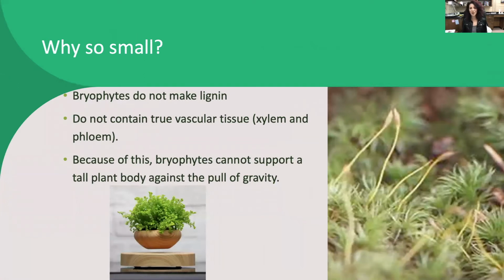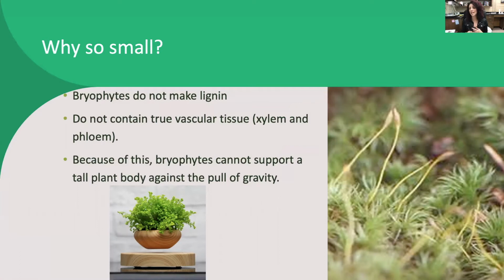So why are these bryophytes so small? Bryophytes are pretty small for a number of reasons. Number one, they don't make this substance called lignin. Lignin is this woody substance that you see on the outside of trees in the way of bark. It provides a very strong structure to plants, and if you don't have that structure, the taller and taller you build yourself, you're going to fall over. So that is one reason why bryophytes remain so small.